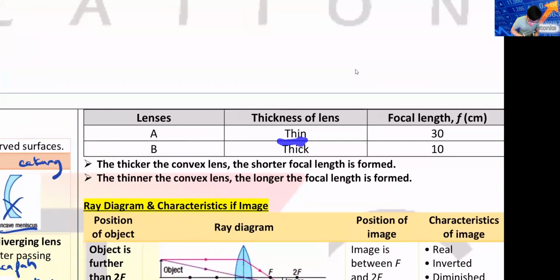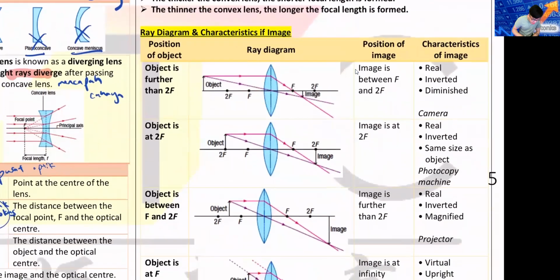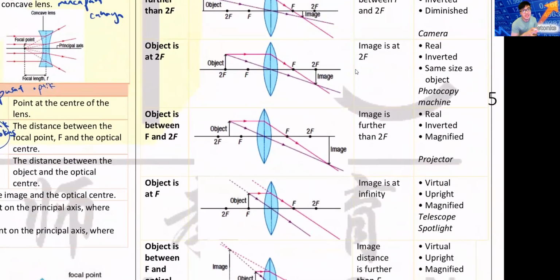I see thin, long focal length; thick, short focal length. Really easy stuff. So this ray diagram would be our focus in this chapter, which is this drawing thing.